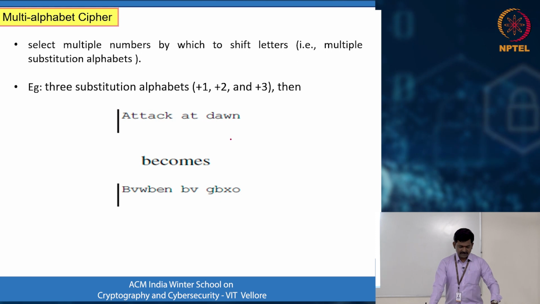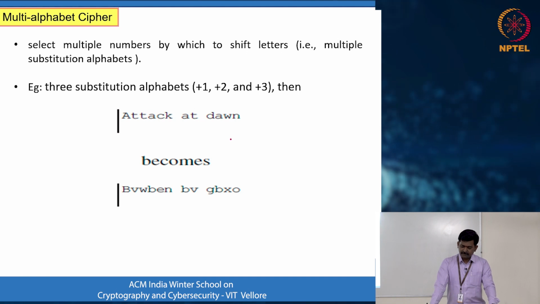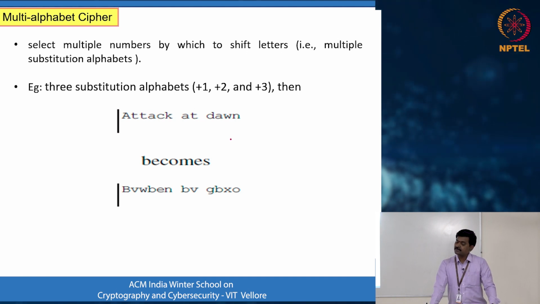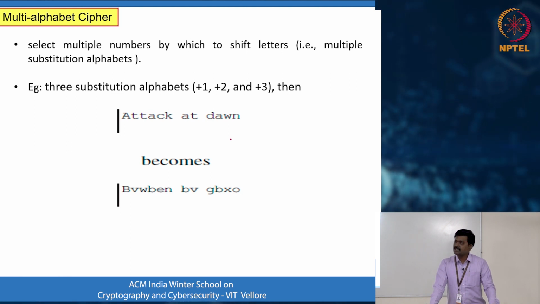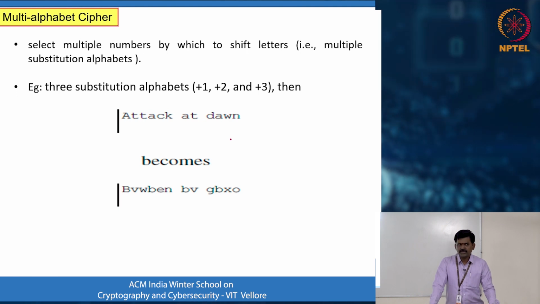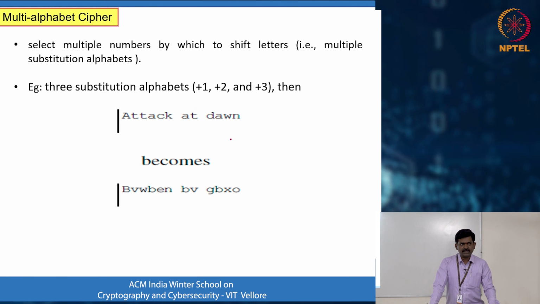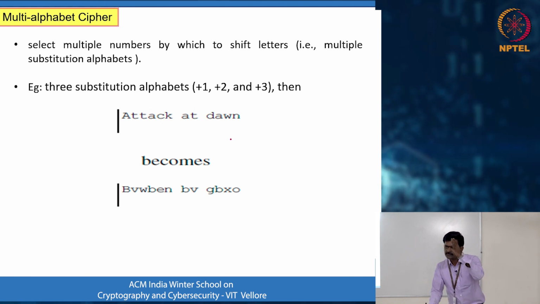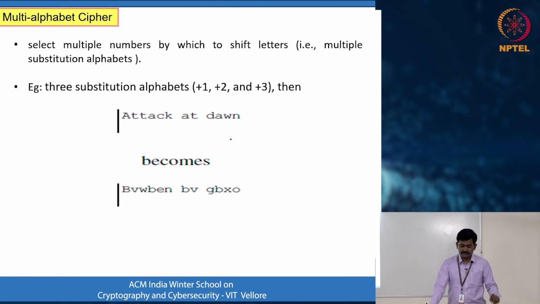You look at this particular cipher. What that cipher says? Select multiple numbers by which to shift letters. What we did with the Caesar cipher? How many shifts we did? Classical Caesar? 3. Have we changed during the process? We picked 3 and that continued for the entire text.